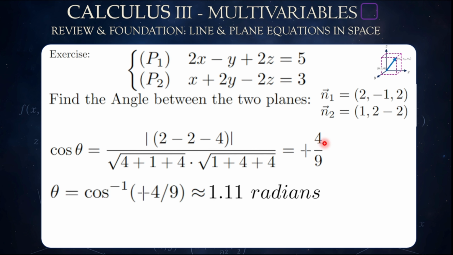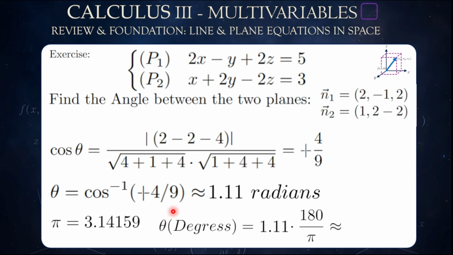So theta is the arccosine, or cosine to the power of minus 1, of 4 divided by 9, approximately 1.11 radians. Now we can get this value in degrees. Pi radians is equal to 3.14159. Then theta in degrees is equal to the radian value, which is 1.11, times 180 divided by pi, approximately 63.6 degrees.